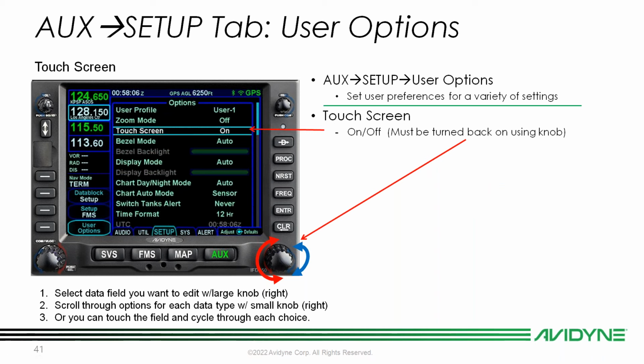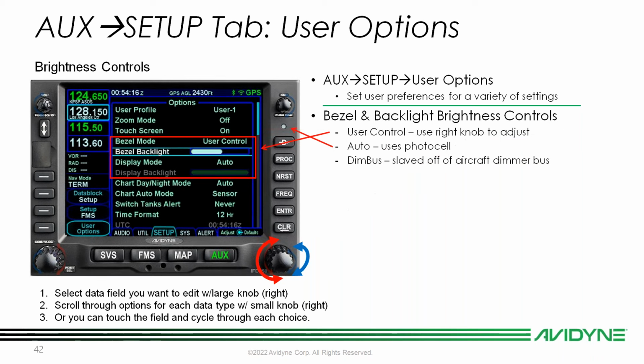Touchscreen, simple, self-explanatory, right? We can turn on our touchscreen or we can turn it off. Keep in mind that if you do turn off your touchscreen and you want to turn it back on, you cannot touch the screen to turn it back on, right? We're just going to have to use the knobs and buttons that way. So I guess that's how we know that it's working. But we do have the ability to turn off the touchscreen should we decide to.